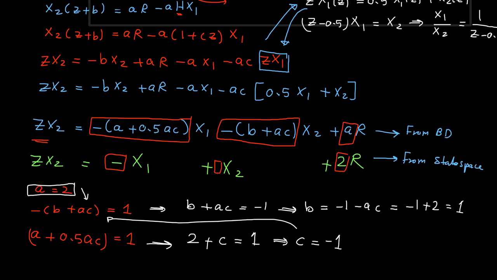So now we found all the unknowns. C is equal to minus 1, B is equal to 1, and A equal to 2, and G2 was equal to 1 over Z minus 0.5.